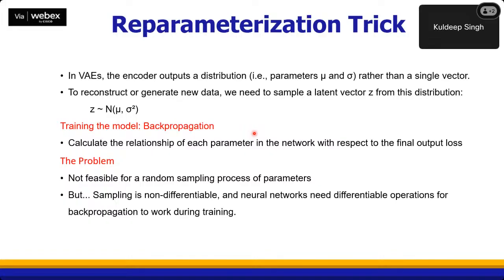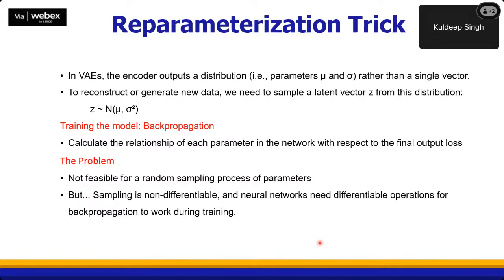But that's the problem. This kind of setup is not feasible for a random sampling process of parameters. What we are doing here is randomly sampling these parameters from a distribution. That means this sampling is not differentiable. And that's the condition for backpropagation. For training these neural networks, we need differentiable operations for backpropagation so that we can train. We can change the parameters with the help of those gradients of the loss with respect to these parameters.